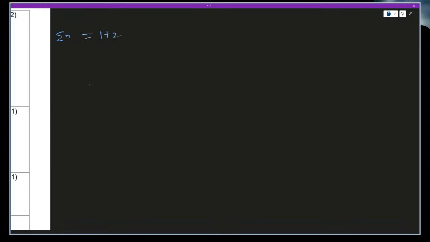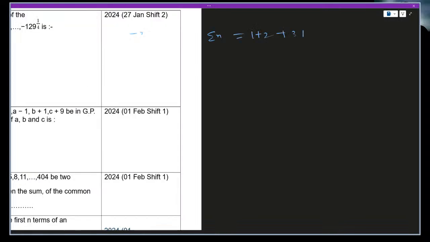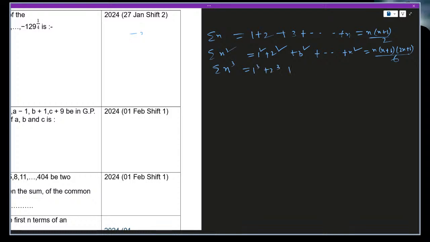This is nothing but 1, 2, 3 up to n. What's the sum of this series? n into (n plus 1) by 2. Sigma n square is 1 square, 2 square, up to n square. The sum is n into (n plus 1) into (2n plus 1) by 6. Sigma n cube is n into (n plus 1) by 2, whole square.